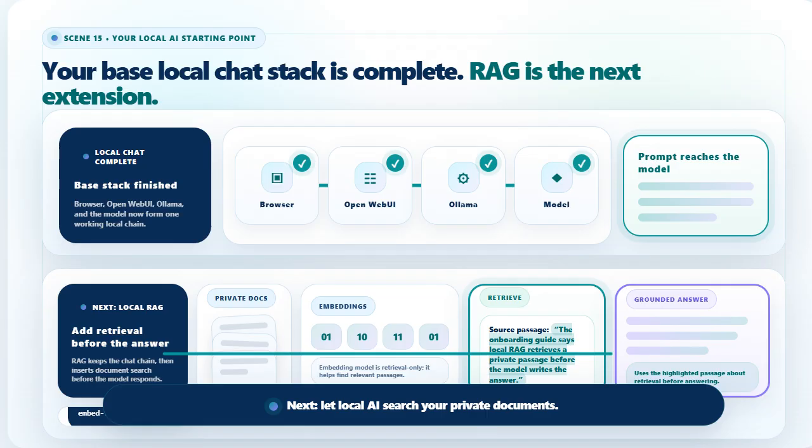Keep sensitive data away from cloud connections and external tools unless you deliberately approve that path. The next useful project is local RAG. Add an embedding model and let the assistant search selected private documents before answering. This same local foundation can become a study assistant, coding helper, or private document chatbot.